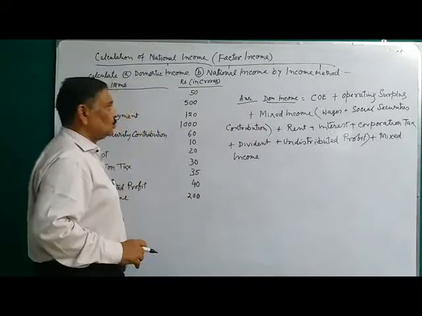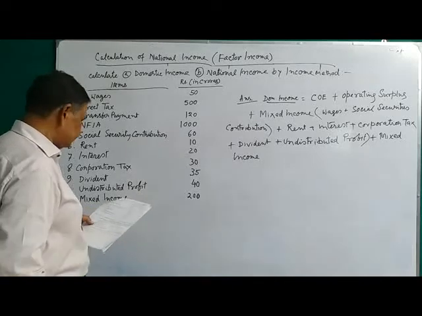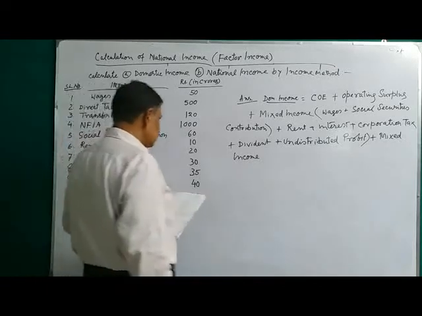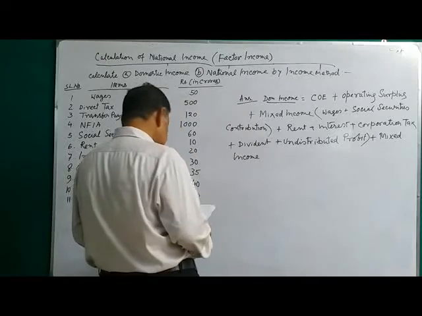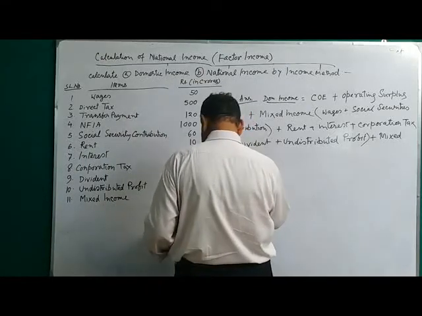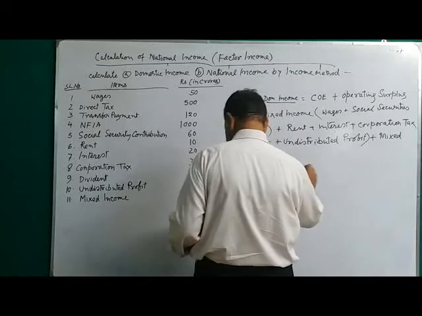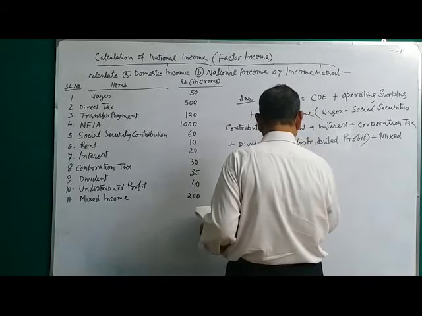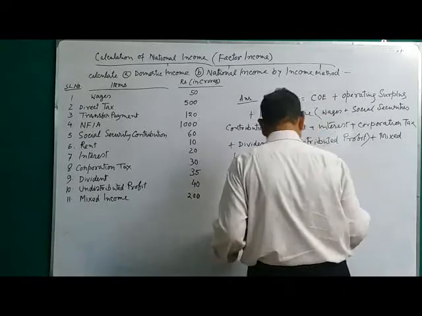So domestic income is COE, compensation of employees. কি হবে? ওয়েজ, প্রথম হবে ওয়েজ, তারপরে হবে সোশ্যাল কন্ট্রিবিউশন। So it is equal to 50 plus 60 plus 10 plus 20 plus 30 plus 35 plus 40.